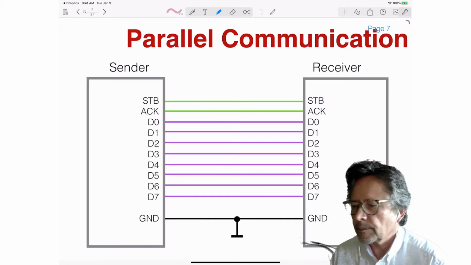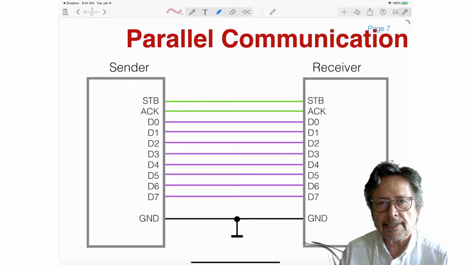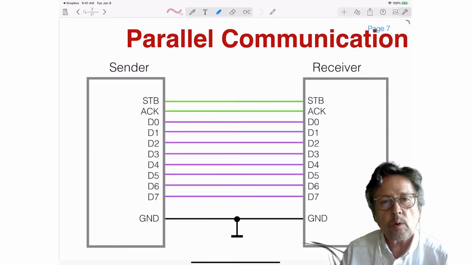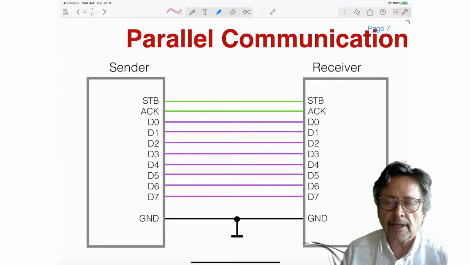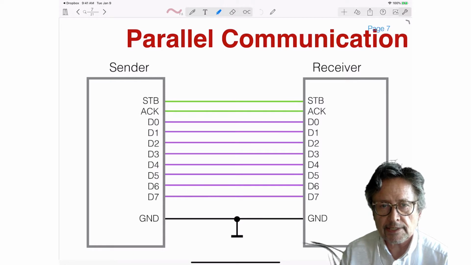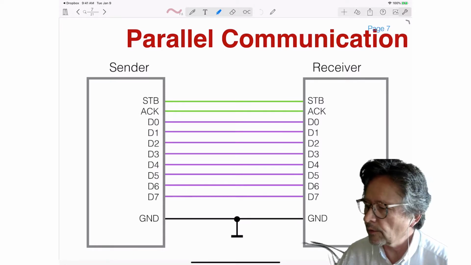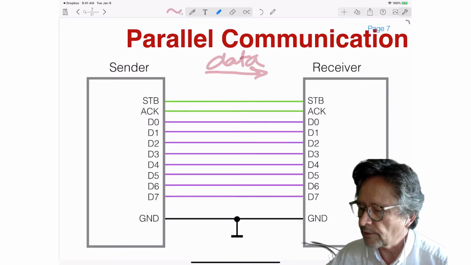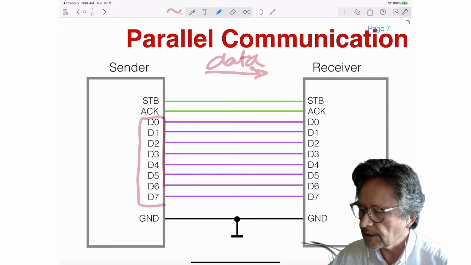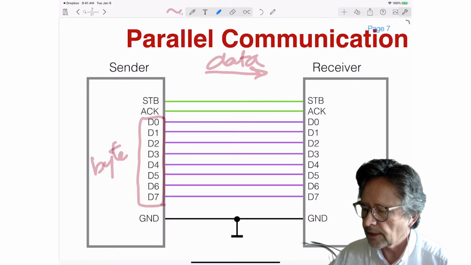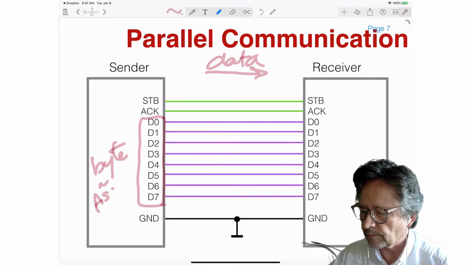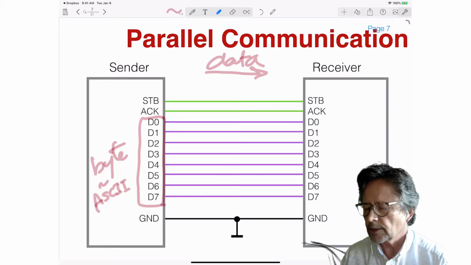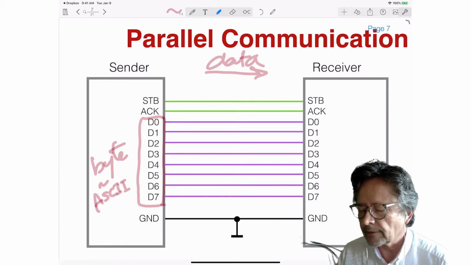So in parallel communication, the parallel comes from the fact that the data is sent, all the bits are sent at the same time, all the data bits. The easiest and simplest communication is parallel communication, where one byte of data is sent from a sender to a receiver. Here we assume that data is going to flow this way, from the sender to the receiver, and here is the data. So I have 8 bits. That's a byte, and that's typically an ASCII character. It can be data, of course, it can be an integer or part of a float, but typically 1 byte. So think that a character is being sent over 8 bits.